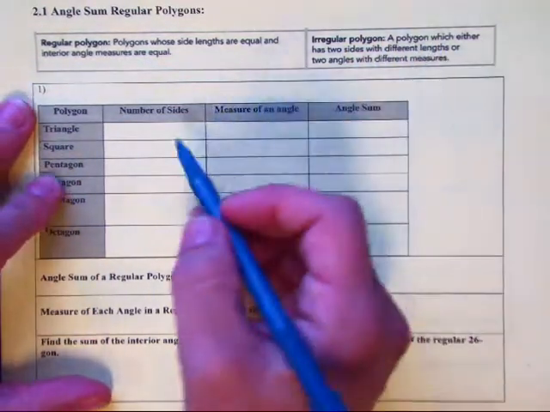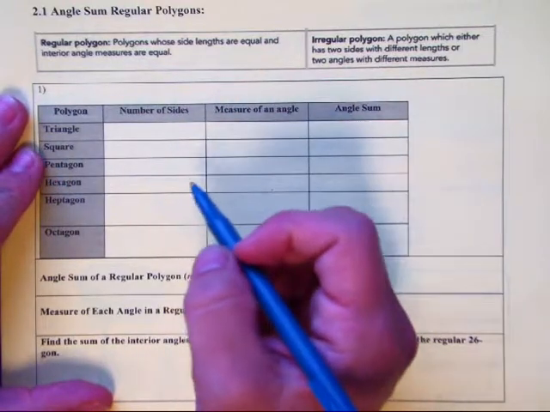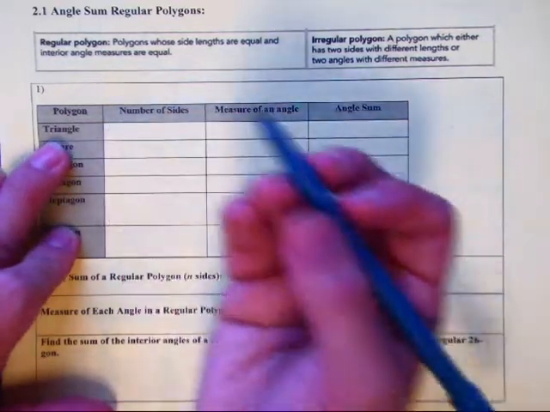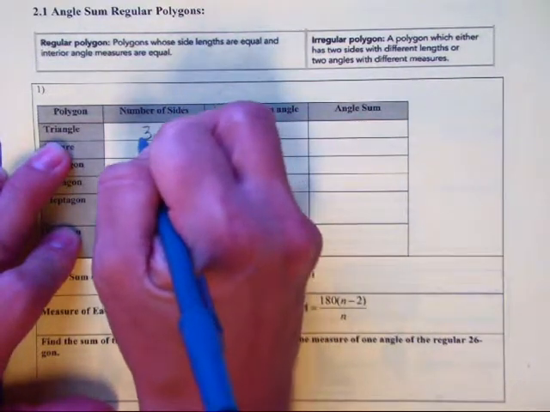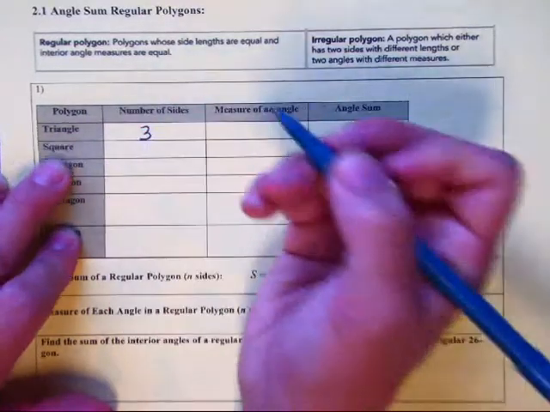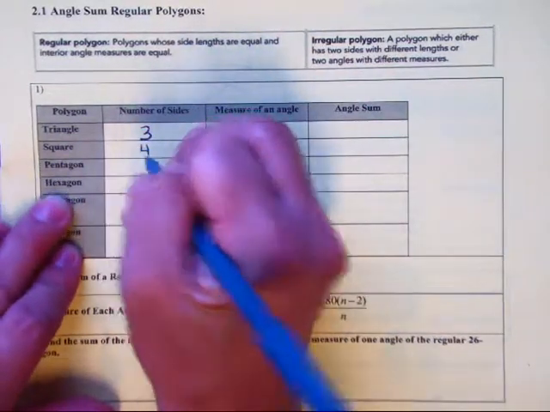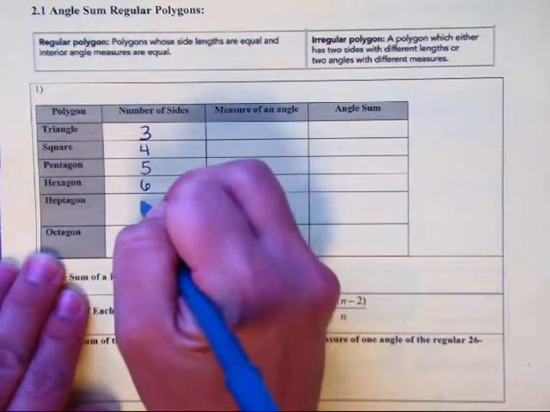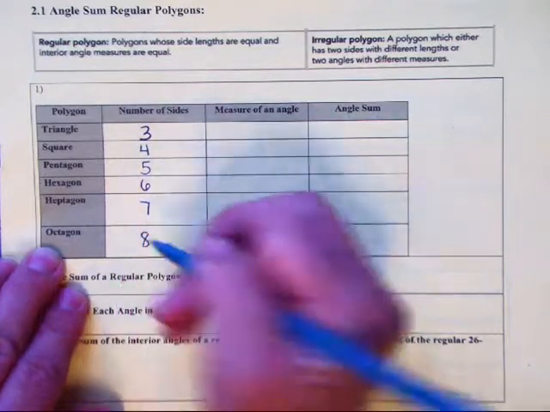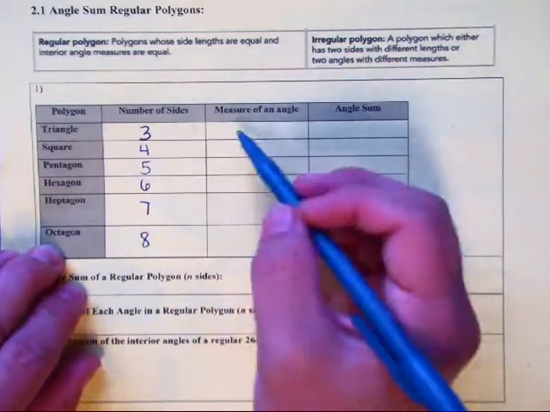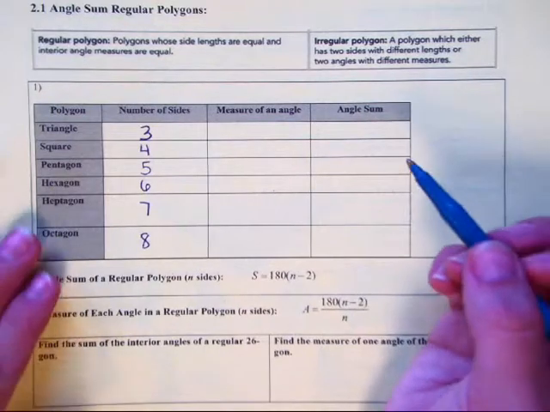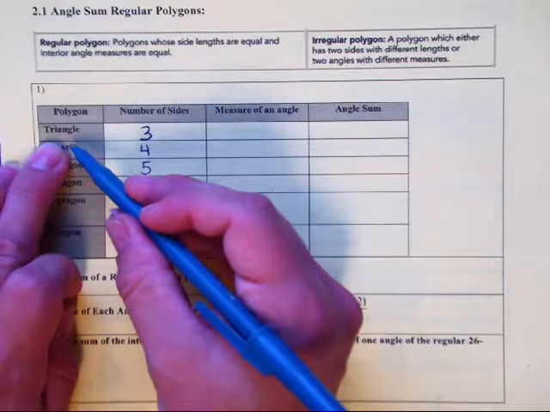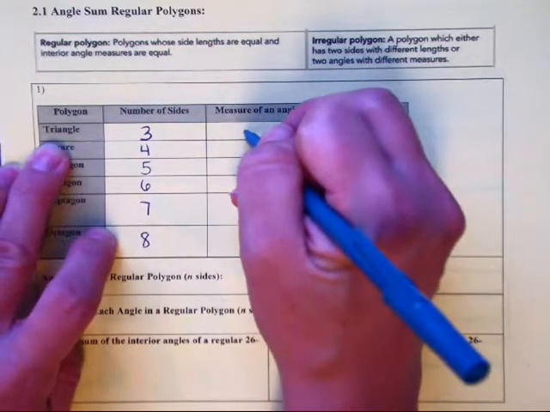All right, so we're going to talk about how to find how many degrees are in each shape. So first, let's talk about number of sides. We know a triangle has 3 sides to it. Square has 4 sides. Pentagon is 5. Hexagon's 6. Heptagon's 7. And octagon is 8. Now we want to talk about the measure of an angle within this shape. If a triangle is regular, all 3 angles are going to be 60 degrees.